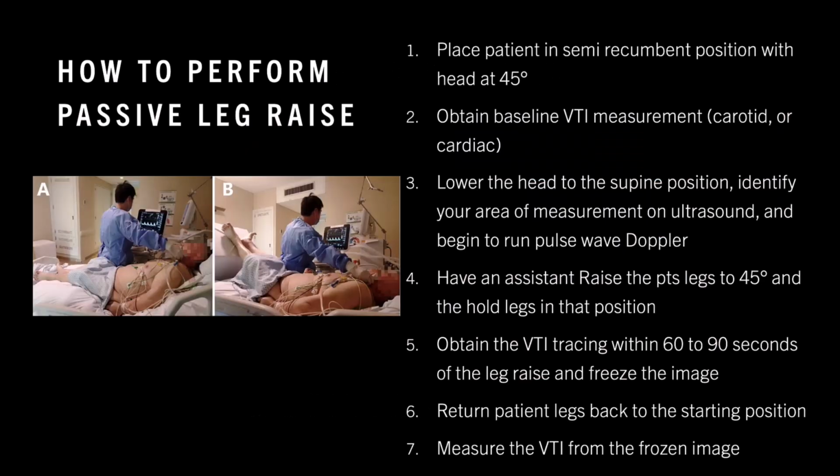So the steps themselves: you're going to place the patient in a semi-recumbent position with the head of the bed at 45 degrees. You're going to obtain your baseline VTI measurements, which we'll learn soon, whether that be carotid or cardiac. Then you lower the head to the supine position, identify your area of measurement on ultrasound, and begin to run your pulse wave Doppler. Then you'll have an assistant raise the patient's legs to 45 degrees and hold the legs in that position. You'll obtain your VTI tracing within 60 to 90 seconds of the leg raise, freeze the image, then return the patient's legs back to the starting position, and you'll measure the VTI from the frozen image.